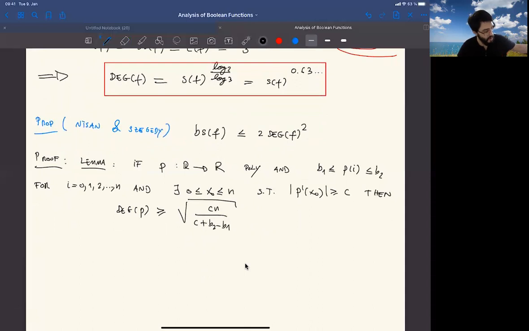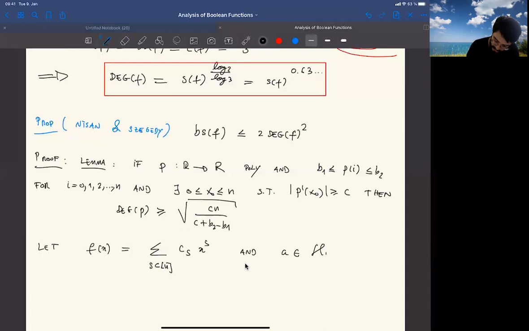But in any case, let's continue. So let's assume that lemma. And so let f of x be expanded like that. And well, let me put some other numbers here. Let me say these are c, and let a be some point in the Hamming cube that realizes the block sensitivity.